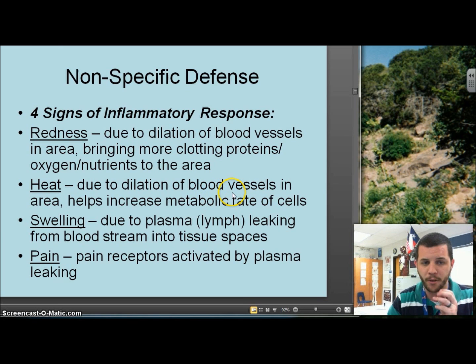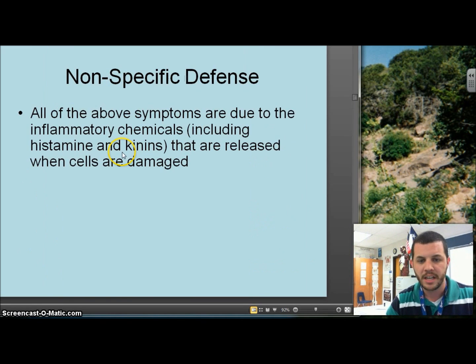The four signs of an inflammatory response: you're going to experience redness, heat, swelling, and pain. But if that's happening, that's a good thing, because you know that your body is doing what it's supposed to do in order to kill the pathogens that have entered your body. And that's a non-specific kind of defense.